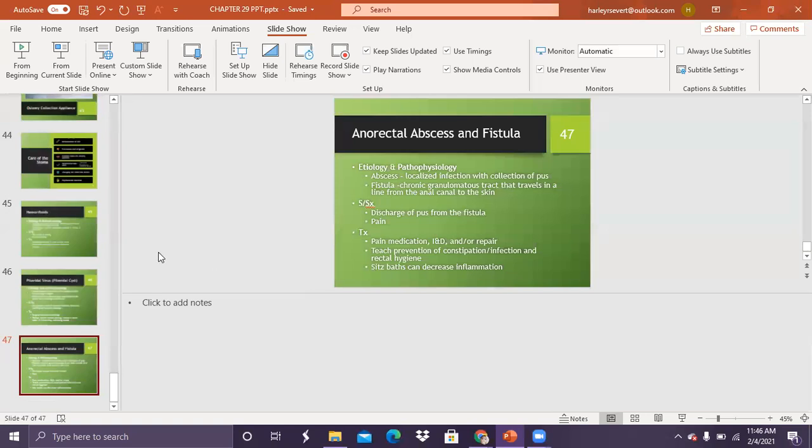And that's the end of the presentation. I know that we talked about fistulas before, like abdominal fistulas that come from the intestines, usually related to cancer. So if you guys have any questions about the chapter 29 content, just let me know.